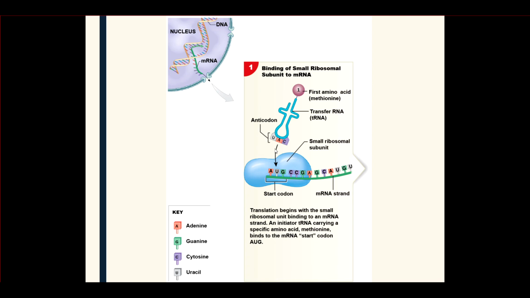We call that sequence of three an anticodon, right? Anti means against. So the anticodon, guys, is going to go against or opposite the codon. So this is the correct transfer RNA for this codon here, and it's going to bind to it. It's going to base pair.